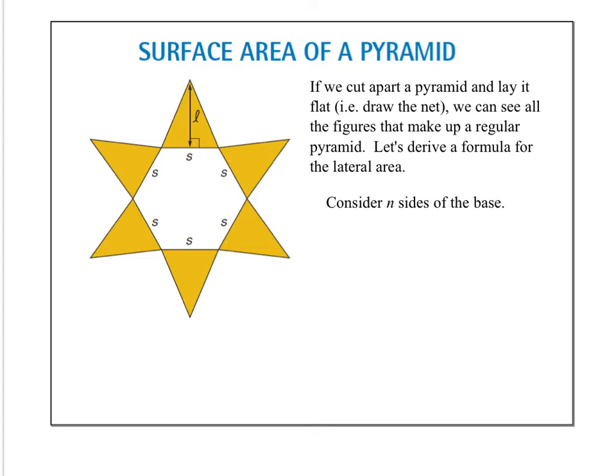Okay, surface area of a pyramid. We've kind of already talked about this, about looking at nets. We can cut it apart, draw it flat. We can see all the figures. So we see that we have all of these triangles here. And so we're going to consider n sides of the base. And we're not going to take time right now to derive anything.